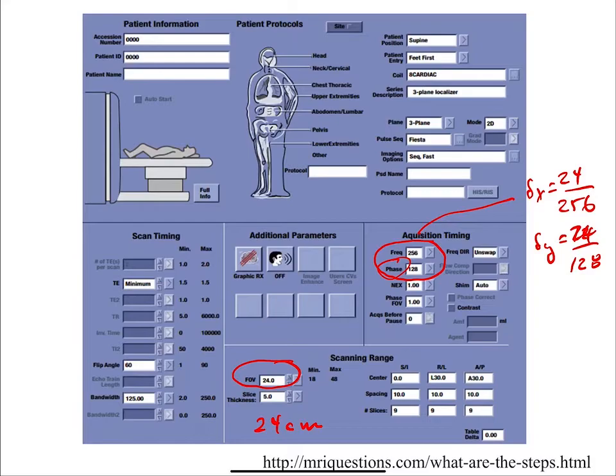All right? And in this case, this is FOV of x. The way they set phase FOV is it's sort of like a multiple of the frequency FOV. So in this case, FOV of y would also be equal to 24 centimeters. All right. So the user enters those parameters that they desire for their image, and then the software always does the calculations, similar to what we'll do in a few minutes.